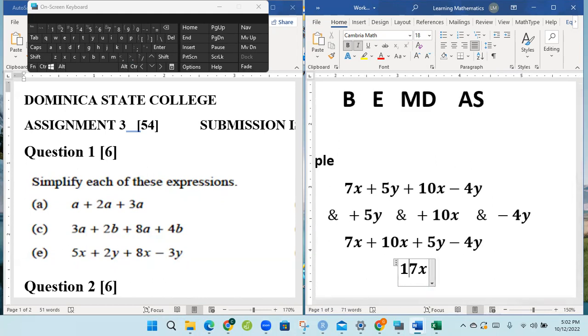And we're going to take away 4 from 5. So that will give us 1y, an extra y. Because when you take out 4 from 5, you are left with an extra. You cannot take out any more, so you're left with an extra, which is expressed as a +y.